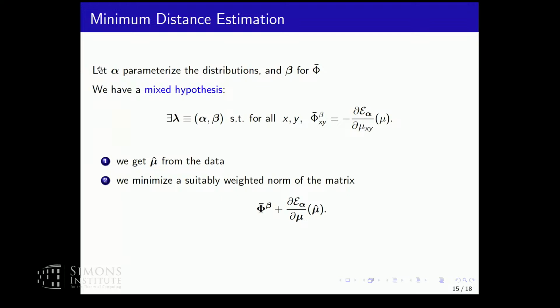You have a vector of conditions or a matrix of conditions, so you want to weigh them in the appropriate manner. That's why I had the S star originally. So we get mu hat from the data, and then we do this. So that's a minimum distance estimator. That's the general formulation, and you find beta and alpha.